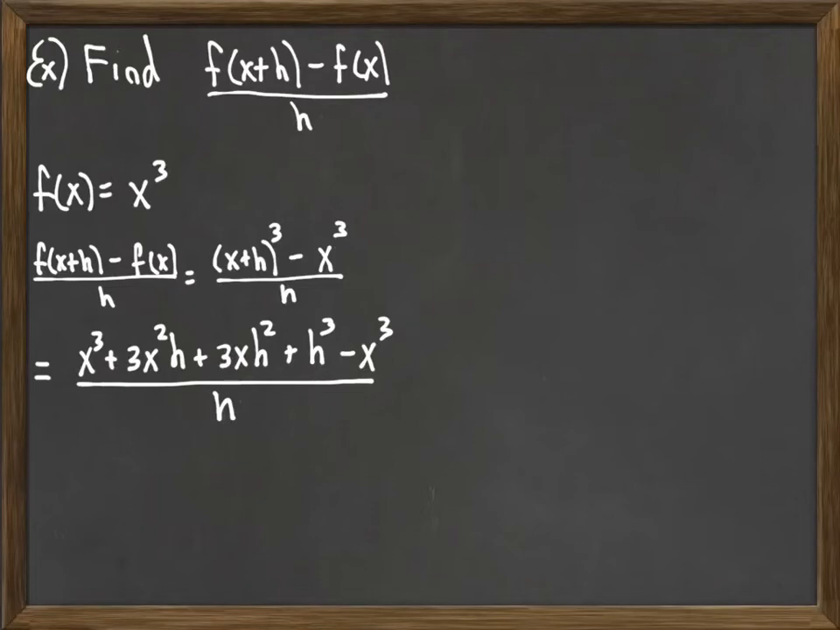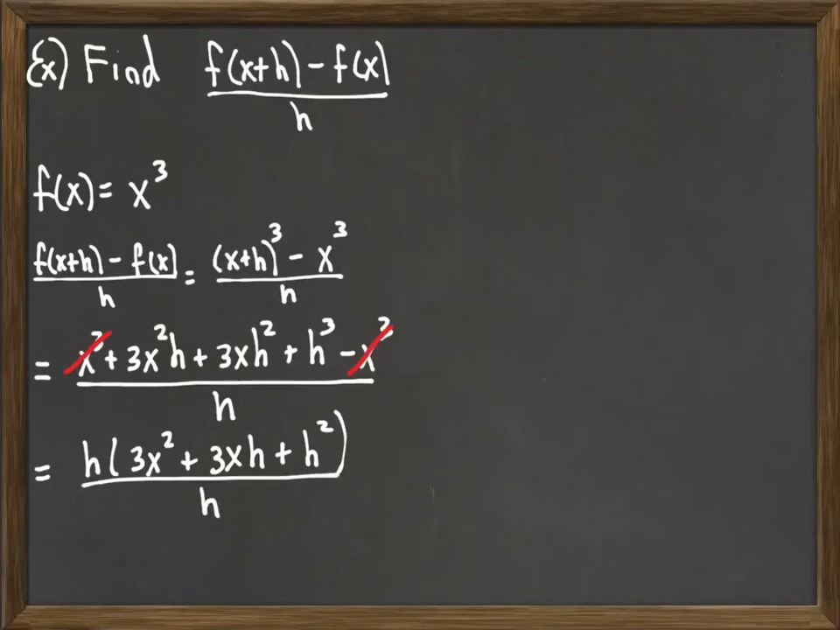Now from here we can cross out, subtract off, the x cubes, and they're completely gone. And then there's a little bit more simplifying that can be done, because of the three remaining terms, all of them have h as a common factor. So I can factor that common factor out, and then it's still all over h. Then I can divide the h's out and get my answer, which in this case would be 3x squared plus 3xh plus h squared.